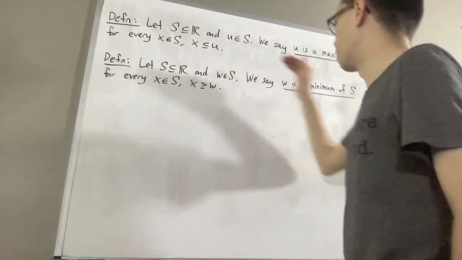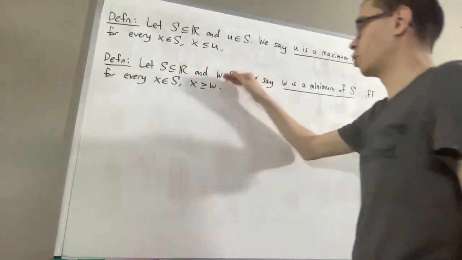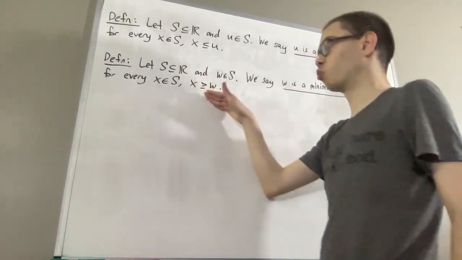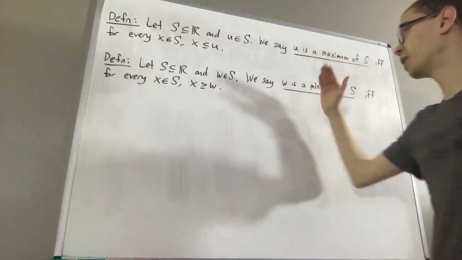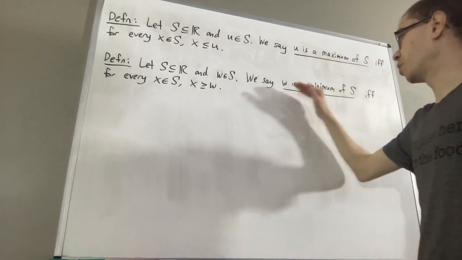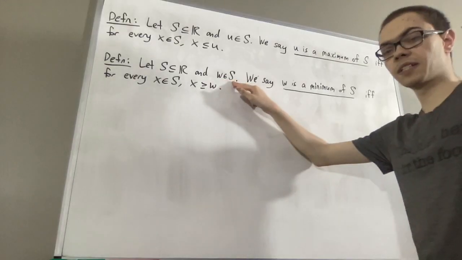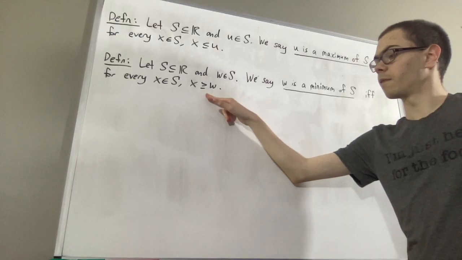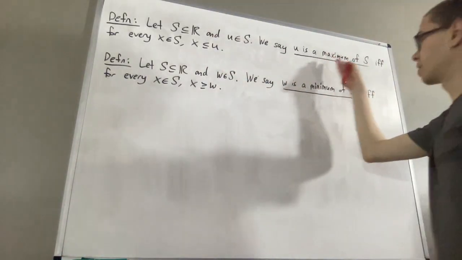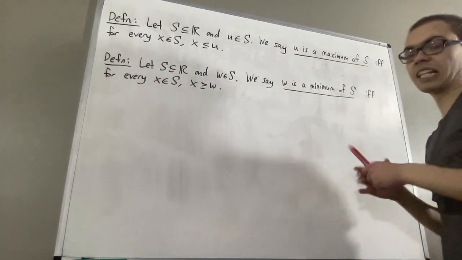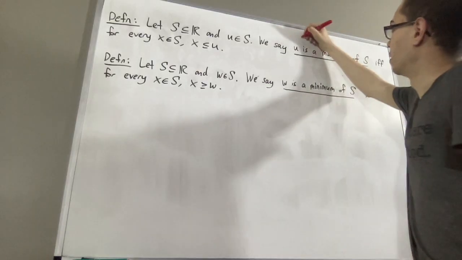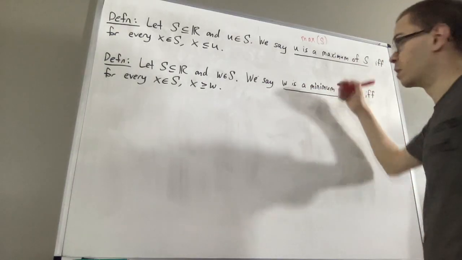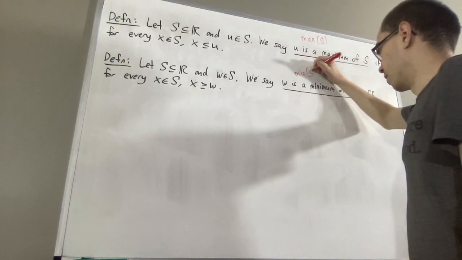And also, the definition of minimum: let S be a subset of the real numbers and let W be an element of S. We say W is a minimum of S if for every x in S, x is greater than or equal to W, right? So another way of putting it is for W to be a minimum of S means that W is an element of S and W is a lower bound of S. Now, when a subset of real numbers has a maximum, then that maximum is unique. And we denote the maximum by this. When a subset of real numbers has a minimum, then the minimum is unique, and we denote the minimum like this.